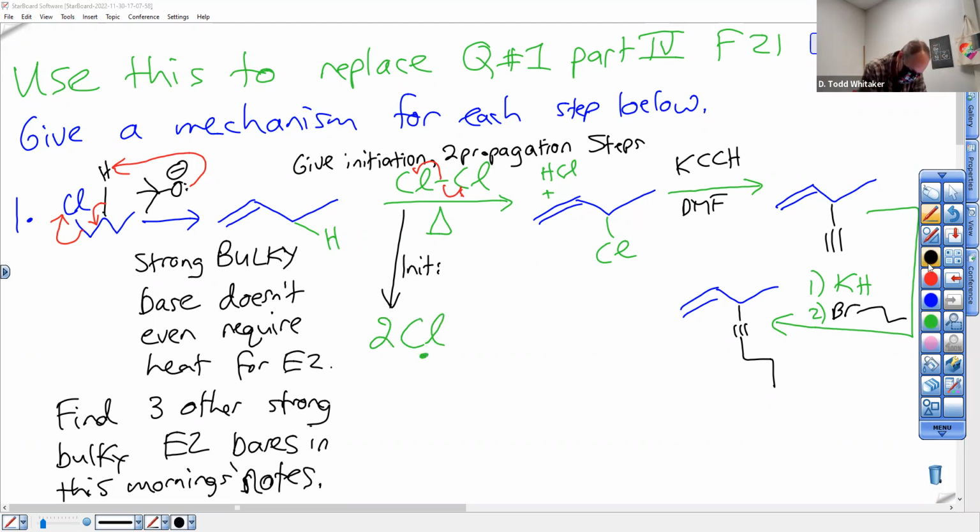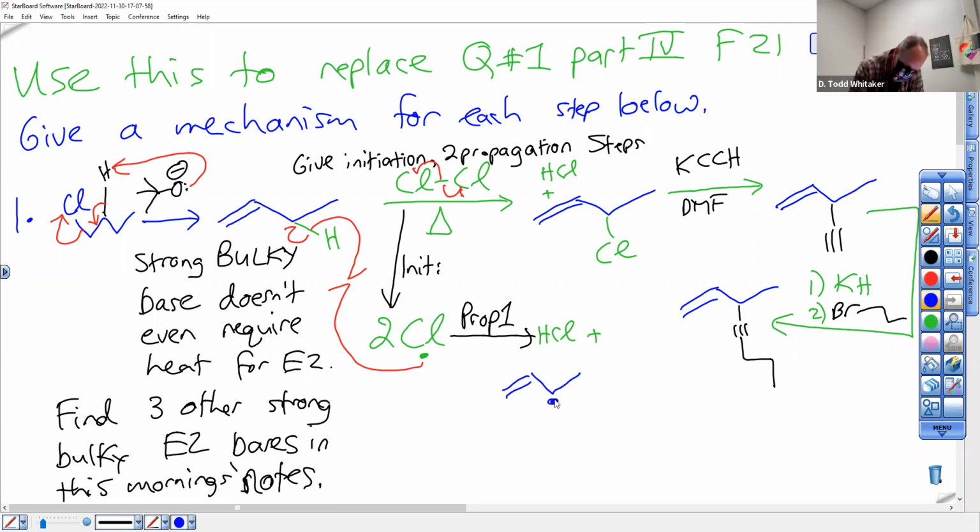Prop 1, that radical takes an H from the allylic position. Like this. They hook up there and dump the rest of the electrons there, and you get HCl. Not too important to show HCl. You can. Very important to show this species here. Right there.